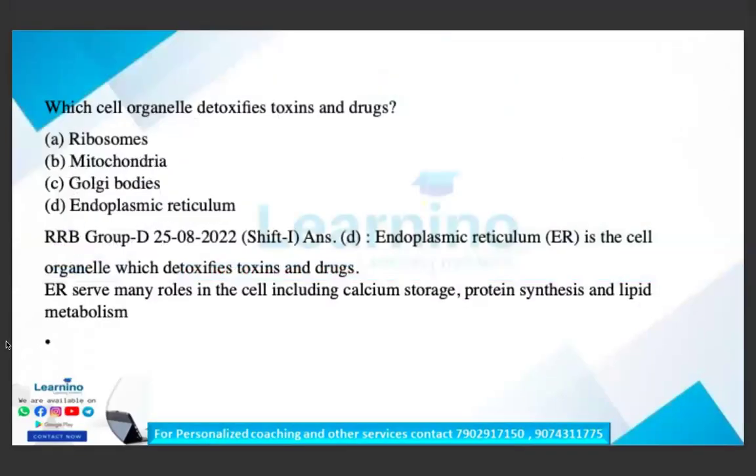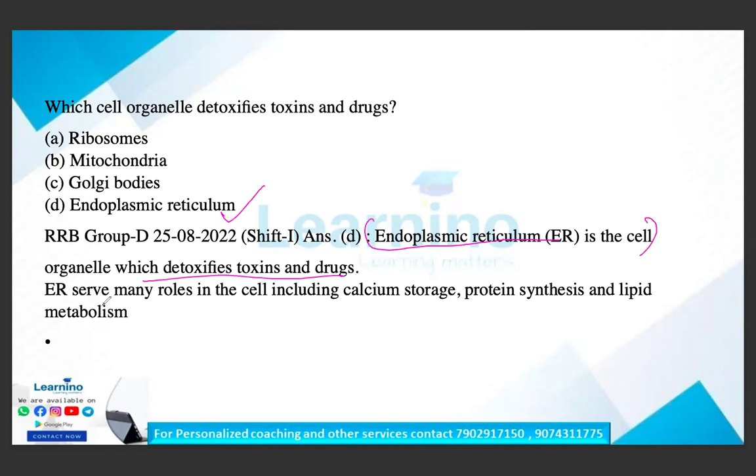Which cell organelle detoxifies toxins and drugs? Endoplasmic reticulum. Endoplasmic reticulum is a cell organelle which detoxifies toxins and drugs. It serves many roles in the cell, including calcium storage, protein synthesis, and lipid metabolism.